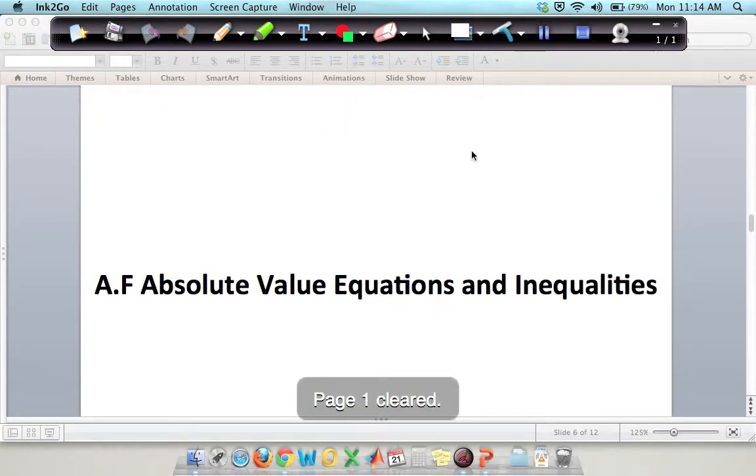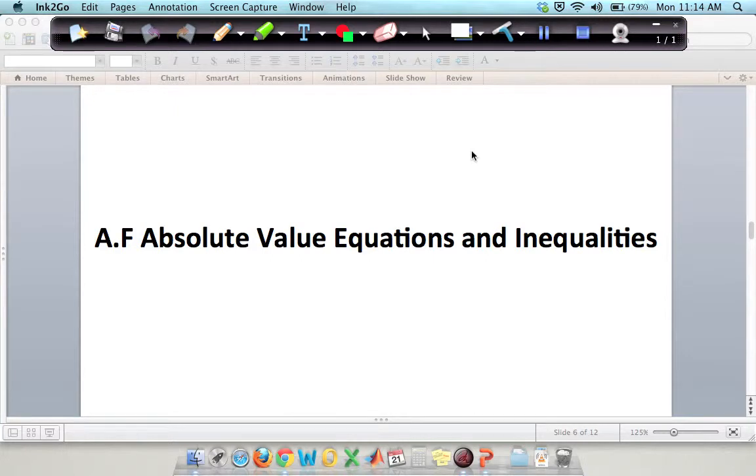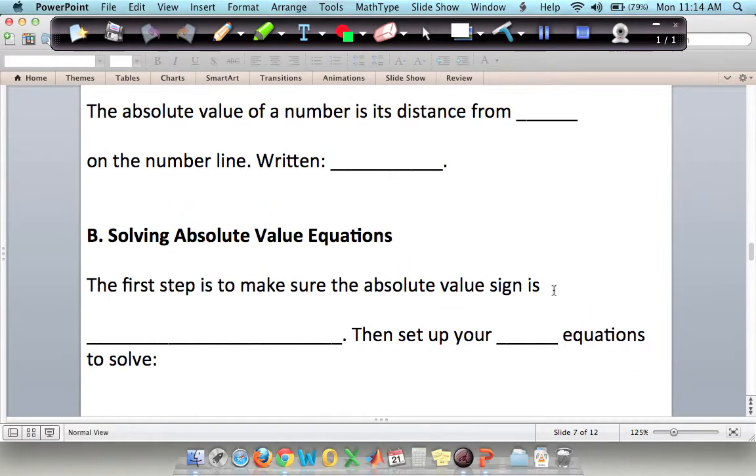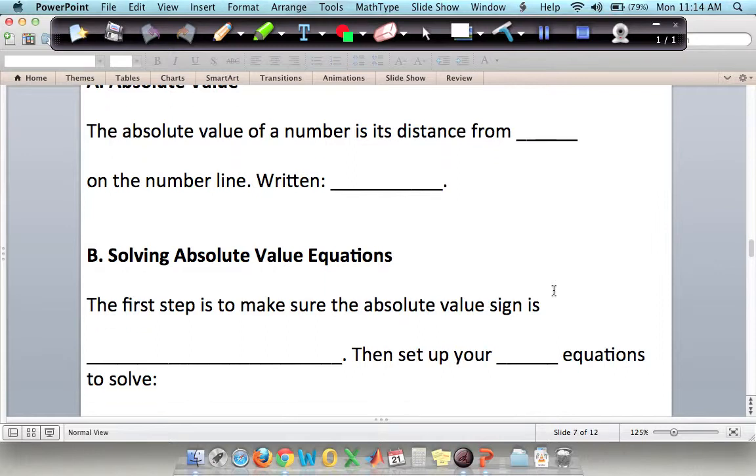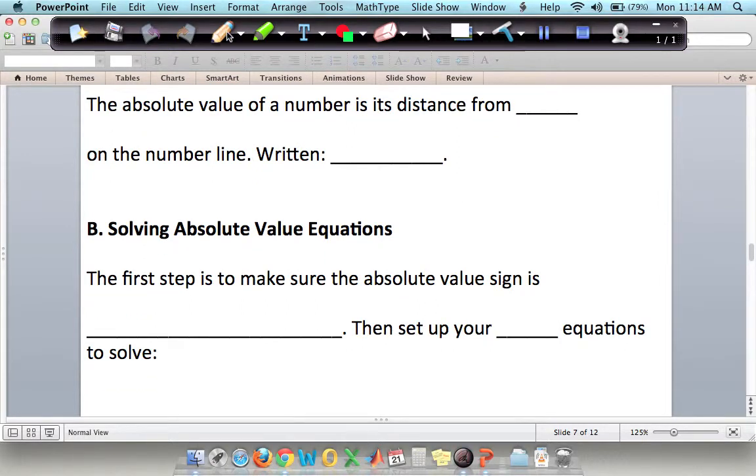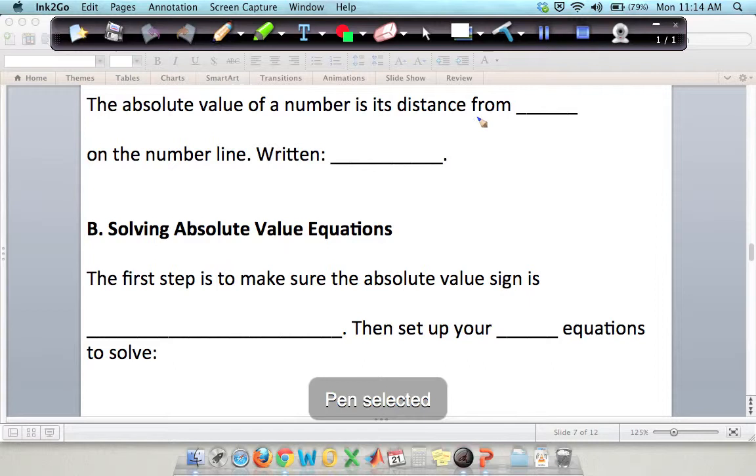Okay, now let's look at Appendix F, which is absolute value equations and inequalities. So let's start with equations. And for absolute value, the absolute value of a number is basically its distance from 0 on the number line. And it's written with these two straight lines. I'll put just n in there. So that means the absolute value of n.